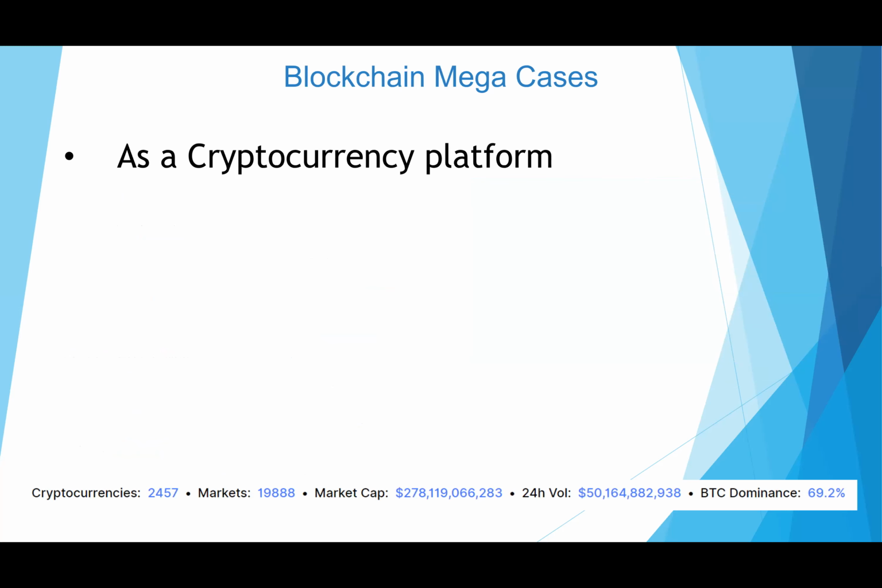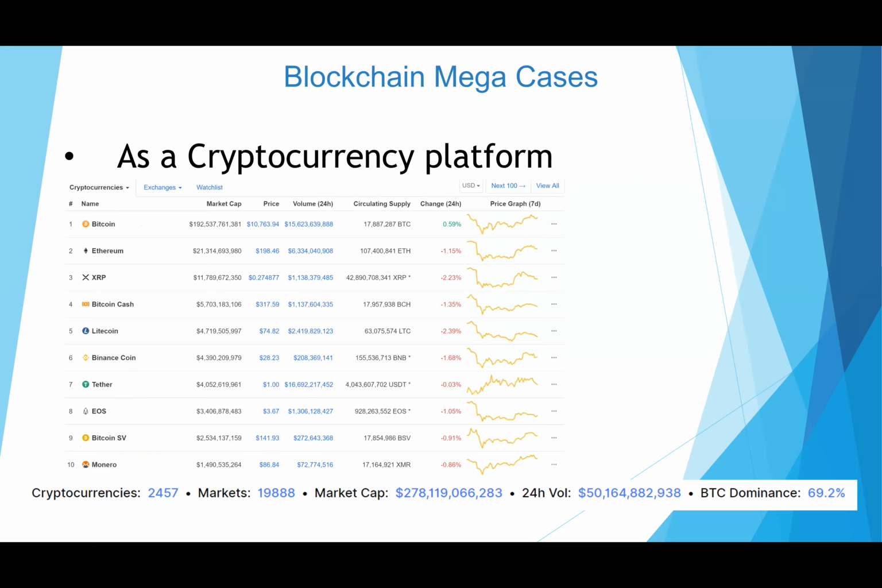Next mega case is as a cryptocurrency platform. There's currently around about 2,500 cryptocurrencies being traded, representing a market cap of about $300 billion. That number keeps going up and down, as the volatility of crypto, which is highly volatile, means the numbers keep changing. Last year, it headed up toward around about $1 trillion in cap.